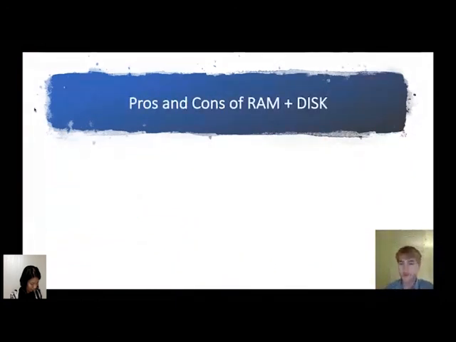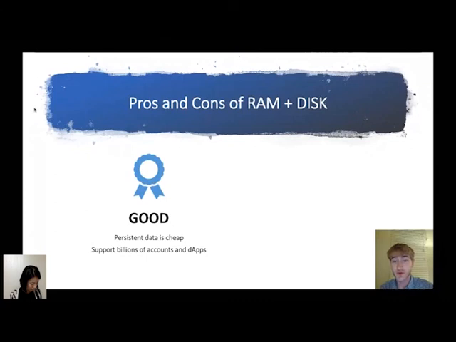So what are the pros and cons of moving over to a system like this? On the bright side, persistent data is really cheap. That means that we could support billions of accounts and billions of apps easily. There's no more RAM market, which means no speculation. But actually, that means that speculation moves back to EOS, so it's better for all the EOS token holders.